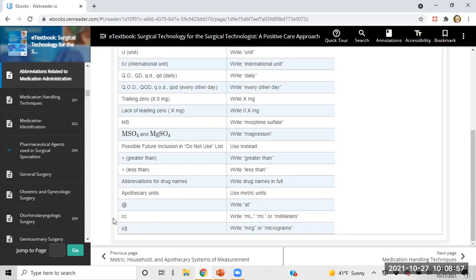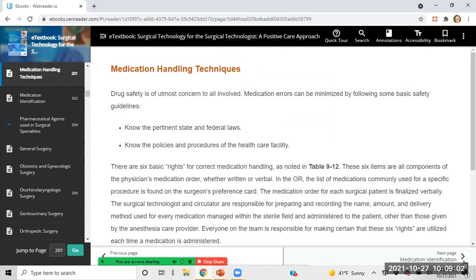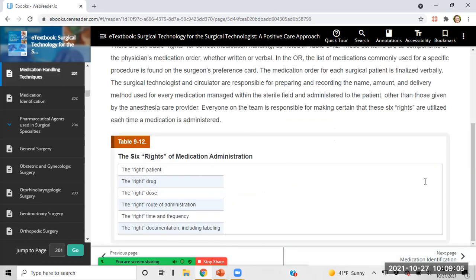Now, we will talk about the 6 rights of medications. And this is them. So this is all covered in the timeout. You have the 6 rights of medication administration. You have to make sure you have the right patient, and this will be confirmed several times. The right drug, the right dose, the right route of administration, the right time and frequency, and the right documentation, including your labeling.